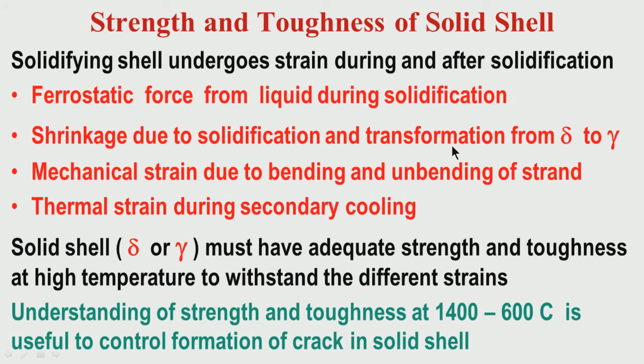Then if the transformation takes place initially to delta and then to gamma, where this transformation takes place is again important, this I will come to later. Because of this transformation there is again a strain. So, initially there was a ferrostatic force from the liquid, then during solidification there is a shrinkage and there is a transformation. If there is a transformation from delta to gamma depending on a particular chemistry, again there is a shrinkage and there is a strain.